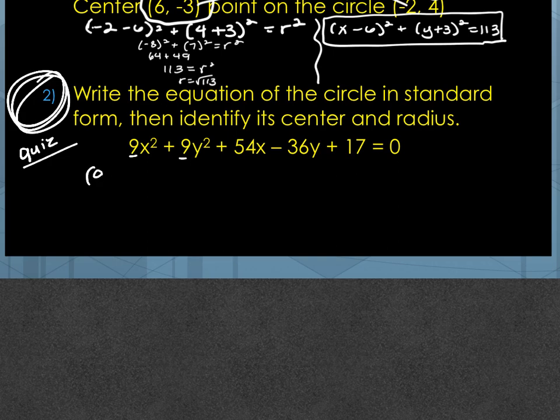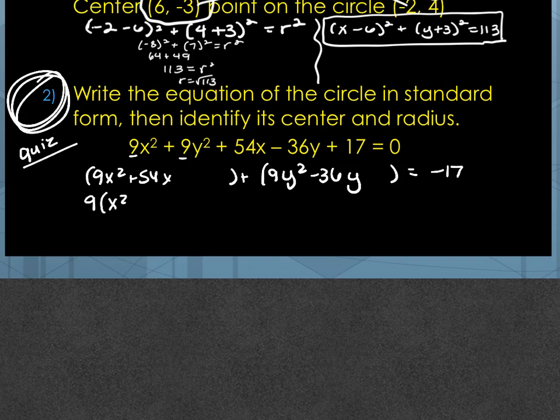Okay, so I'm going to group together the x's, and I'm going to group together the y's, and I'm going to bump the 17 to the other side. Then I'm going to take out the 9 from the first set of parentheses, both the 9 and the 54, and the 9 from the second set of parentheses.